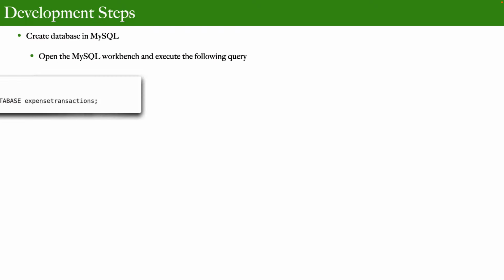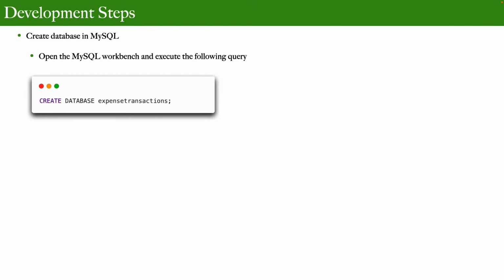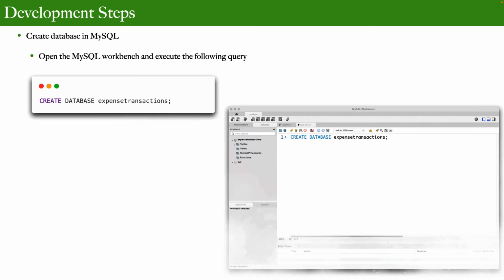The first step is to create the database. We need to create the database inside the MySQL server. For that, open the MySQL Workbench and execute the following query. The query is create database followed by the database name. expense_transactions is the name of the database. Once you execute this query inside the MySQL Workbench, it is going to create a new database inside the MySQL server.